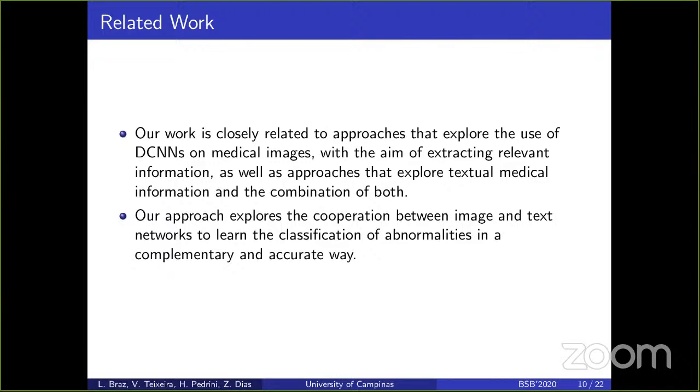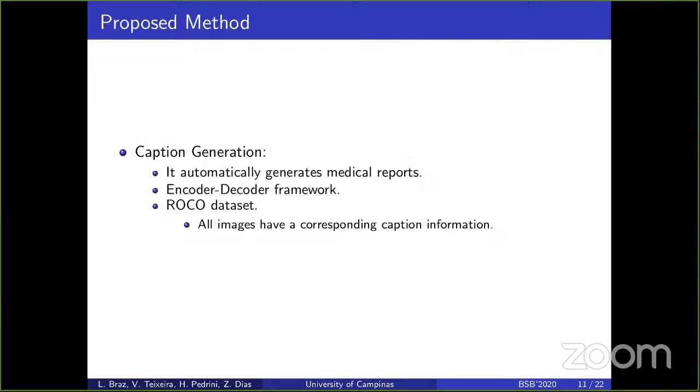So our approach explores the cooperation between image and text networks to learn the classification of abnormalities in a complementary and accurate way. Our proposed method.